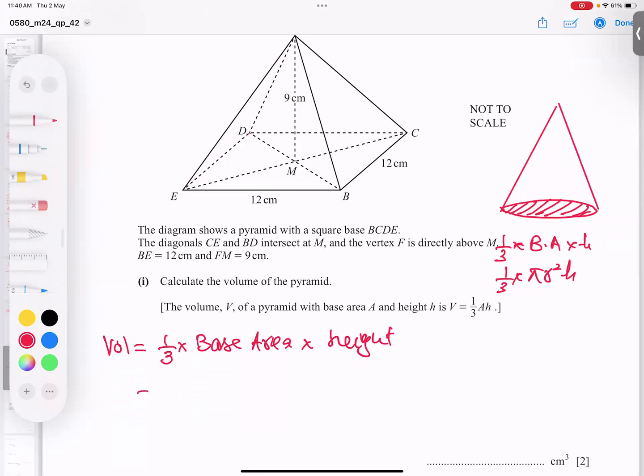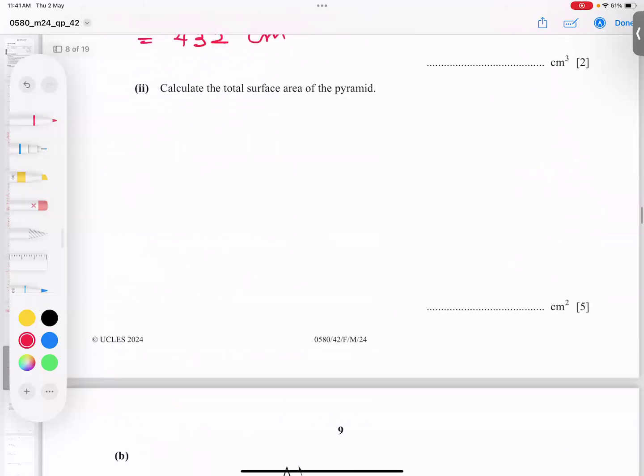And what is the square formula? All of you know it. Length into length. So 12 times 12, and the height of the object is 9. And we type it in the calculator, I get 432 centimeter cube. And I believe the point is very clear.